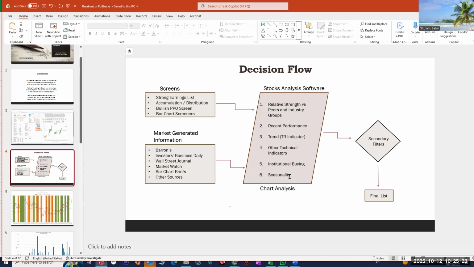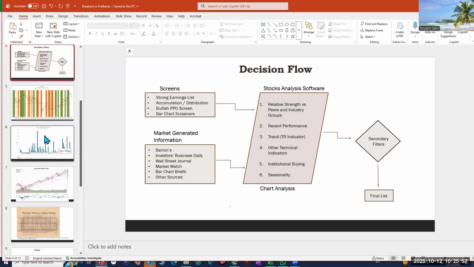Institutional buying, seasonality: we want to know whether the stock is strong, whether it is being supported by institutions, by funds, by banks, by managers. Then we apply some secondary filters, like whether this is an ethical stock in line with our values, and then we come up with our final list. This is what we do every week, and then we update our weekly complaint stock page according to this decision flow process.